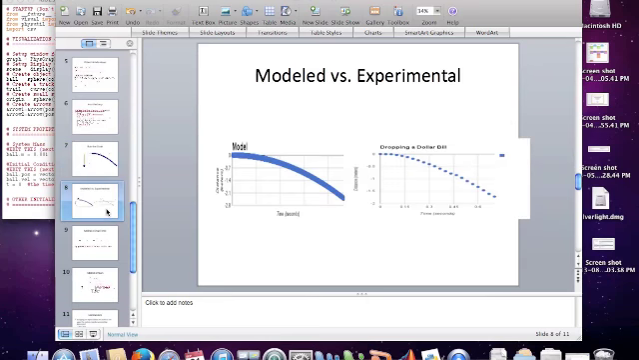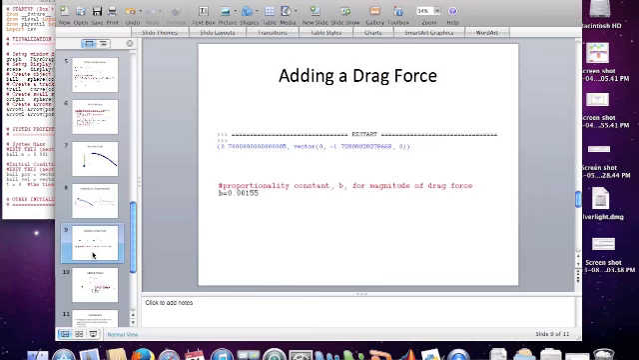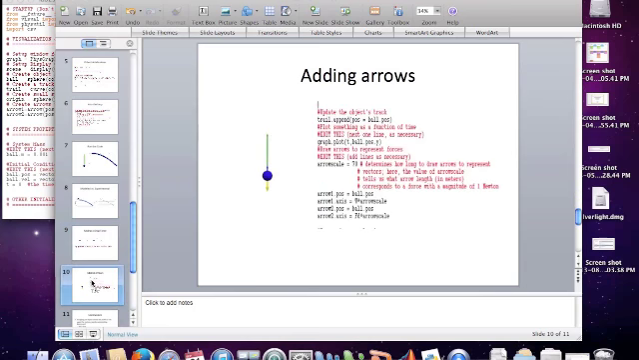Looking at our model versus our experimental, they look similar, however, our model tends to drop much faster than that of our experimental value. For this, we added a drag force constant, proportional constant b for the magnitude of this drag force. We found that when we add a drag force of 0.00155, we get a final position of negative 1.728, very similar to our observed final position of negative 1.722.